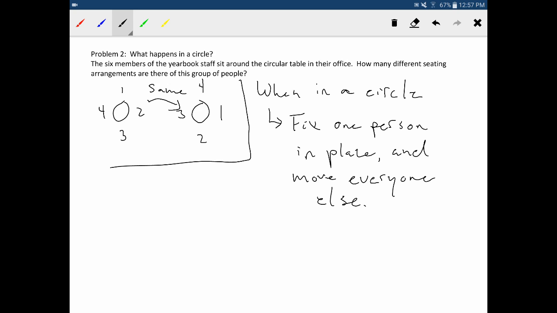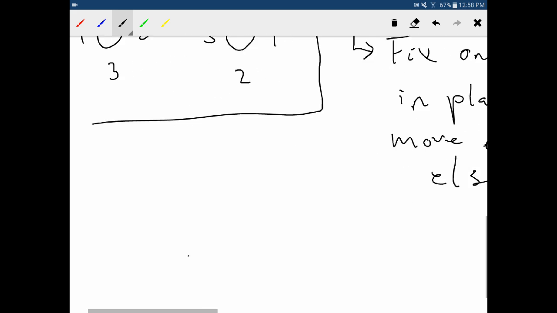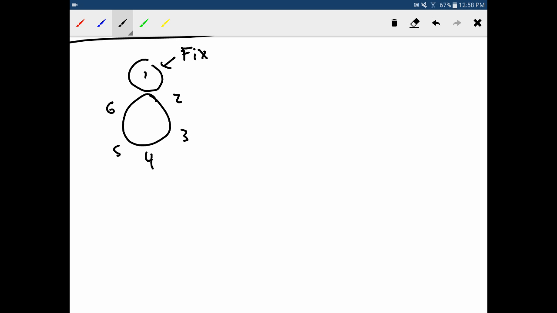And move everyone else. Okay? And so what this does is this ensures that we're never dealing with the same situation more than one time. Okay? So in this particular question, there are 6 people sitting around this table. So let's just go in here and we'll say, all right, so here's our table. We've got 1, 2, 3, 4, 5, and 6. So we're going to take this first person right here and we're going to fix them in place. Okay? They're not allowed to move. Everybody else moves, they don't move.